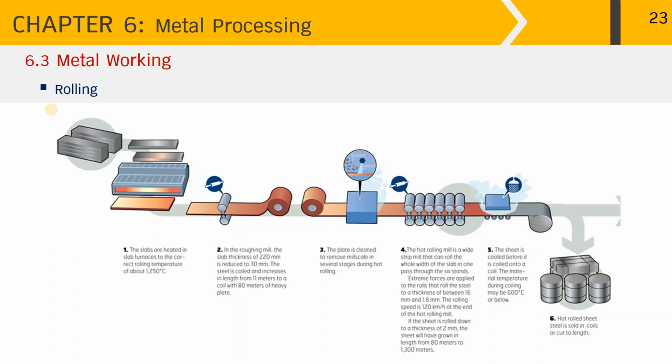Next metalworking operation is rolling. Metal rolling in a hot work operation is classified as the primary process. As you can see in this process, we're starting here from the big metal slabs that are heated in the step furnace to the correct rolling temperature, which is around 1250 Celsius.